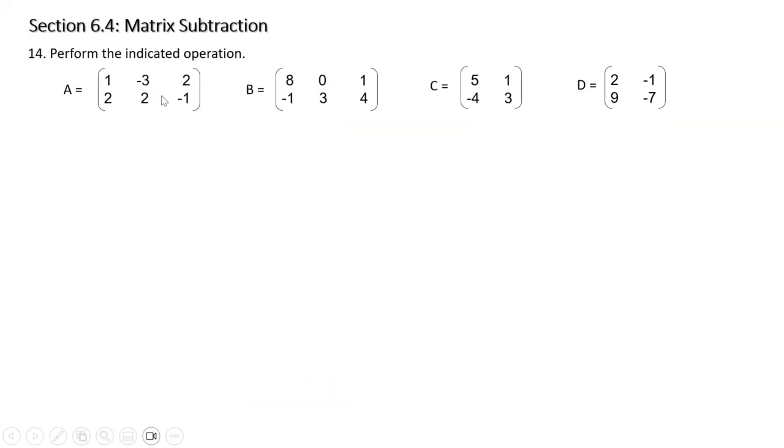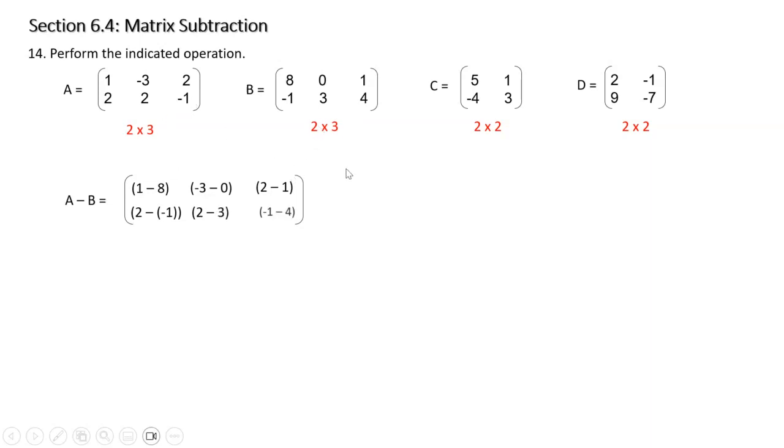Okay. Now we're gonna be doing subtraction, right? So it's gonna be the same matrices as before, but instead of addition, it's gonna be subtraction. We do the same process. Negative 1 minus 8, negative 3 minus 0, 2 minus 1, 2 minus negative 1, 2 minus 3, and negative 1 minus 4. So it's going to give us negative 7, negative 3, 1, 3, 2 minus 3 is negative 1, and negative 1 minus 4 is negative 5. That's the result.